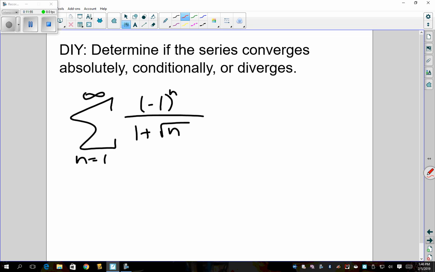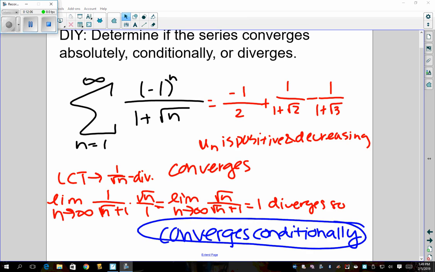So here's our first DIY problem. Determine if the series converges absolutely, conditionally, or diverges. I'm going to go ahead, pause, write down the problem, try it by yourself. So here's my work for this particular series. We know that the alternating series test works. It does converge, and then when we test using the limit comparison test, it diverges. So the series converges conditionally.